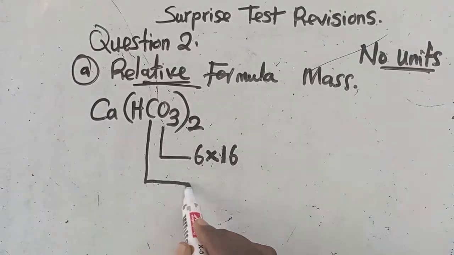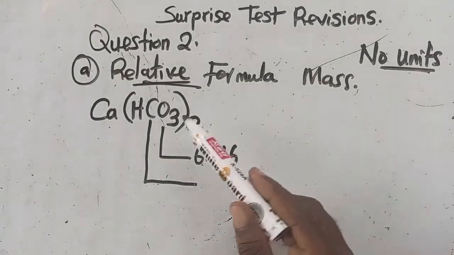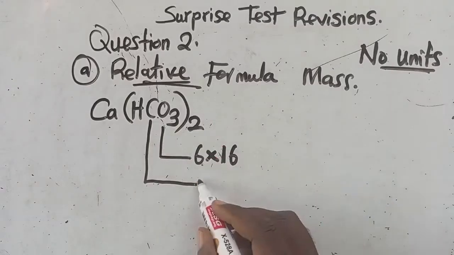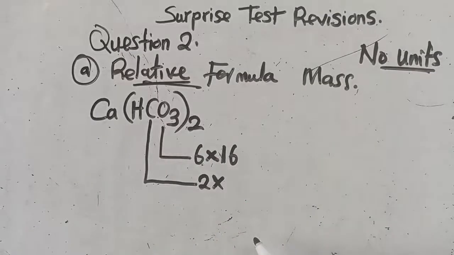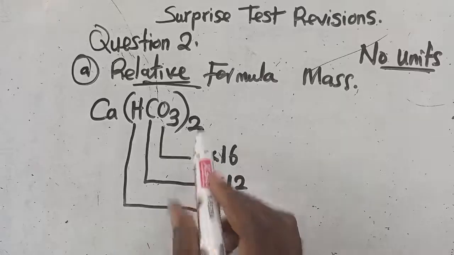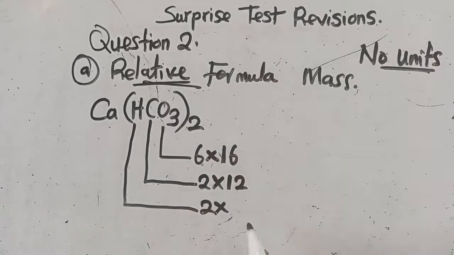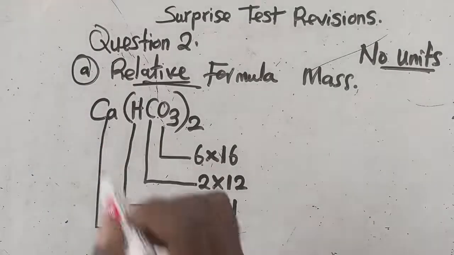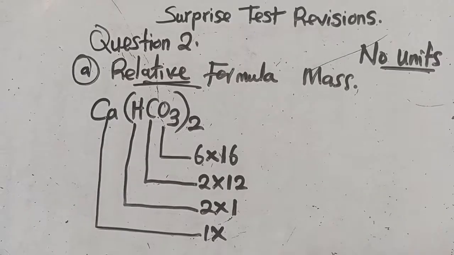I go to this one. This is carbon. It just has 1. 1 times 2, that is 2. So 2 atoms times the mass number for carbon, which is 12. I go to hydrogen. There is 1 there. Times 2, that is 2. Times the mass number, that is 1. I go to calcium. Calcium is just standing alone there. So 1 times the mass number, that is 40.